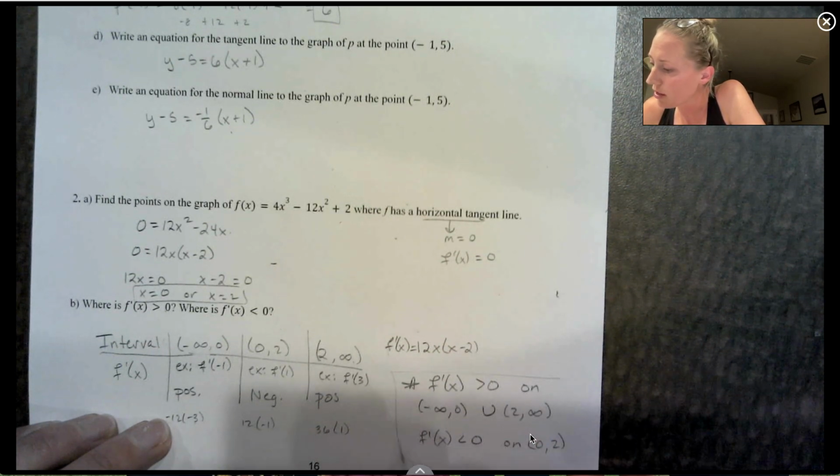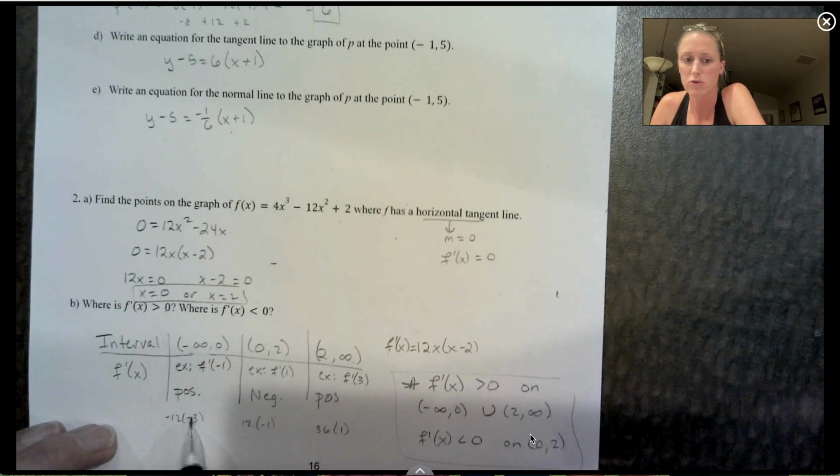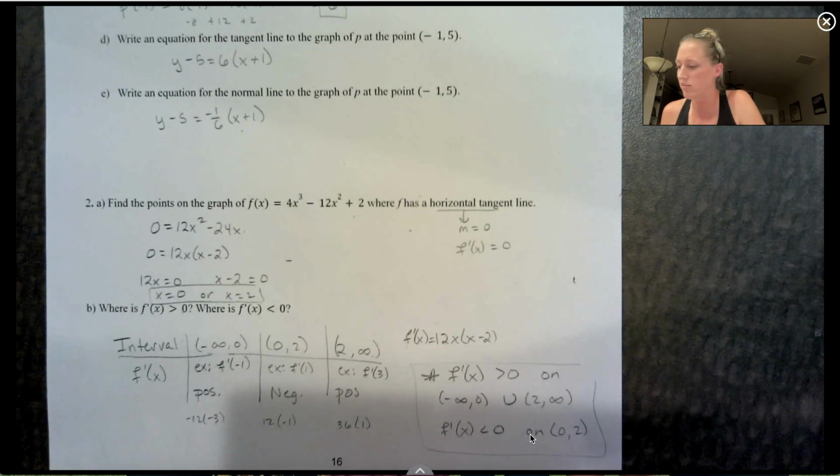All right, so again, we used our zeros as the boundary points, and then we're just looking for positive or negative by plugging in some example values.